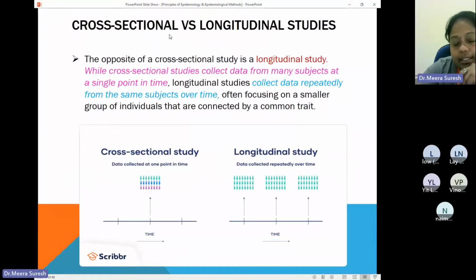Then there is something called longitudinal studies. The opposite of a cross-sectional study is a longitudinal study. In a cross-sectional study, you can see from the picture itself, you are going to study a group of people at a single point in time. You are not bothered about what happened before or what happened after. But in a longitudinal study, you are studying the same subjects, the same group of people. That's why the population has the same color, and you are studying them repeatedly.